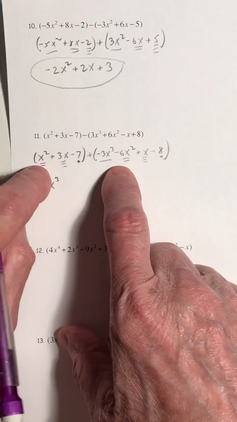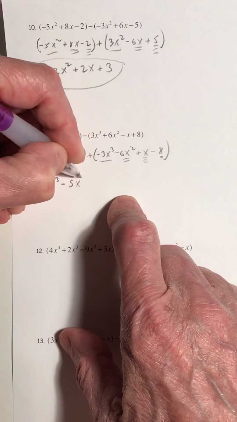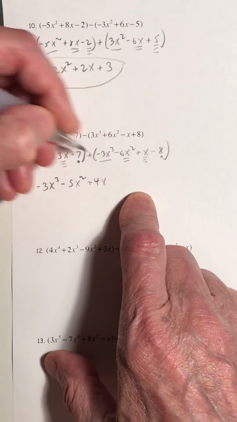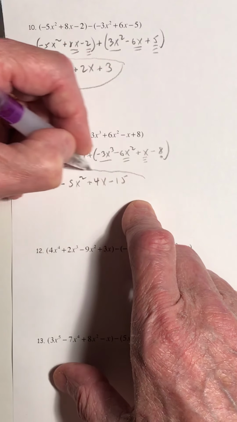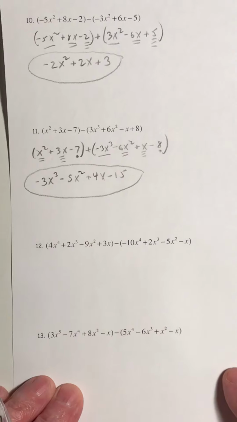1 and minus 6, that makes minus 5x squared. 3 and 1, 4x. And minus 7 and minus 8, minus 15. That takes care of that.